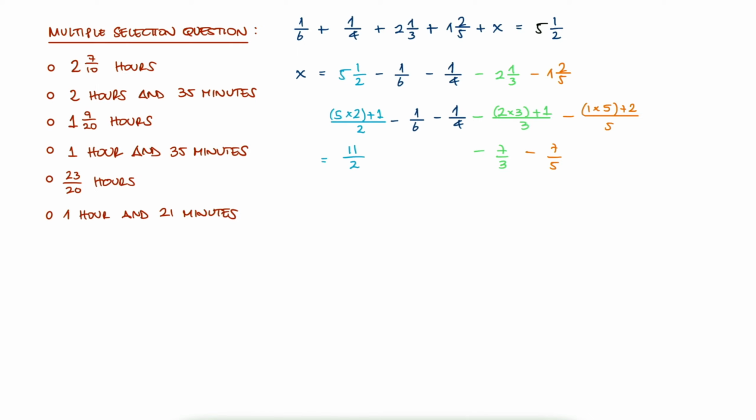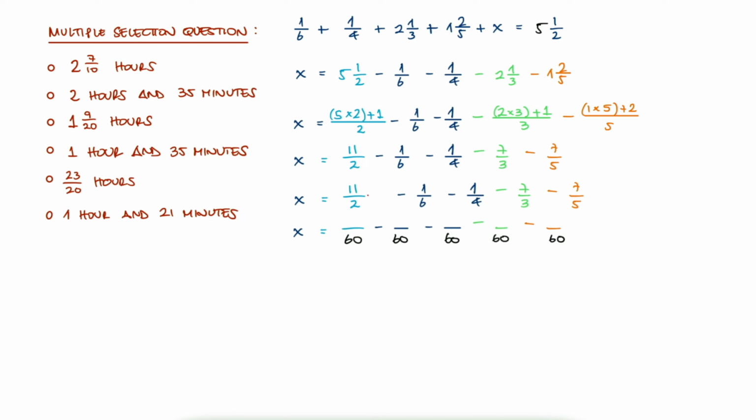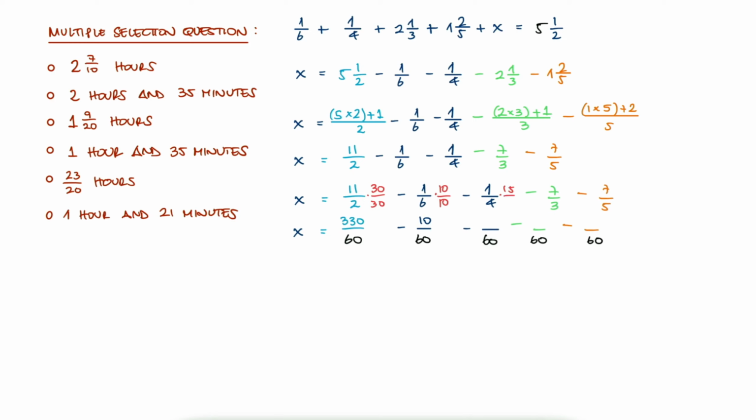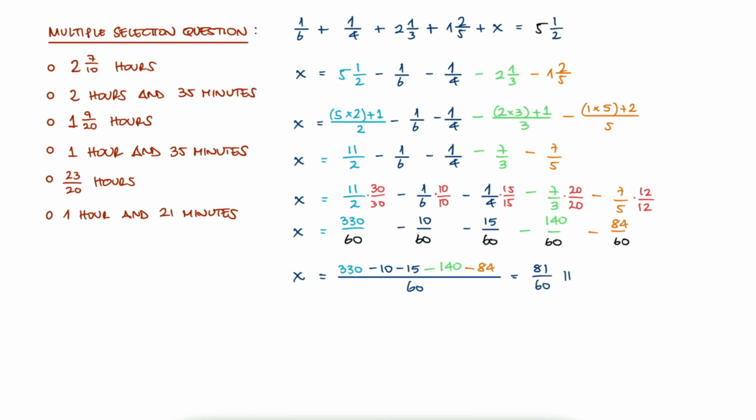The common denominator of all these fractions would be 60. More on that in the next main lecture video called Integer Rules and Properties, which means that we multiply the first fraction by 10, the second by 15, the third by 20, the fourth by 12. Solving for x would give us 81/60 hours.